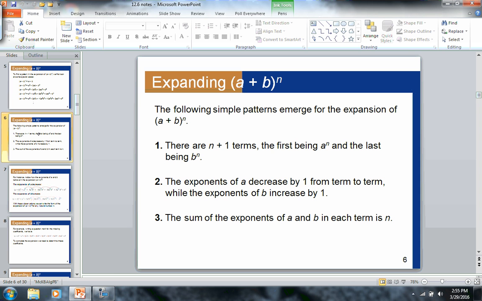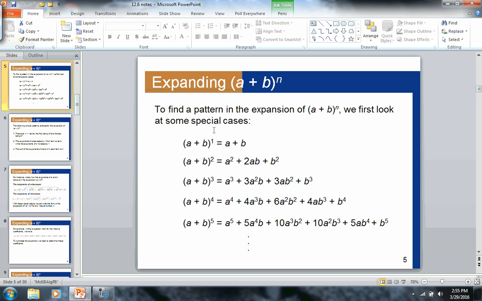Okay, and notice that there are also n plus 1 terms. So that means that if you have n as a power here of 1, you're going to have 2 terms. If n, your exponent here, is 2, then you end up with 3 terms altogether. Here we have 3, but you end up with 4 terms. So that's an observation.